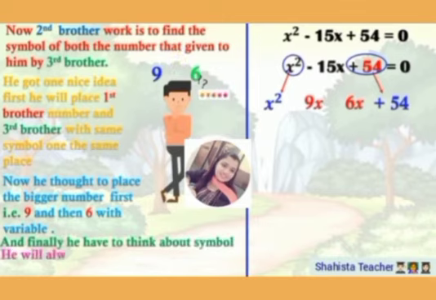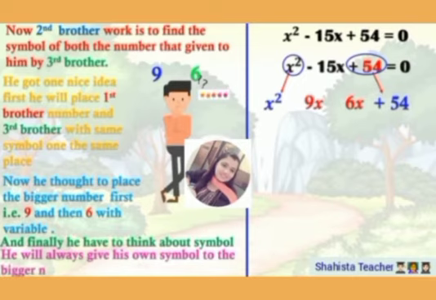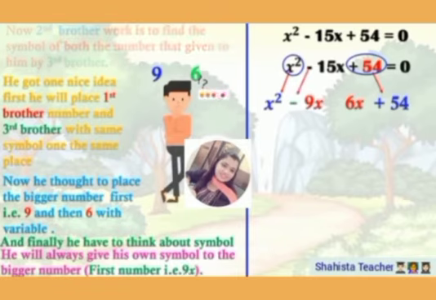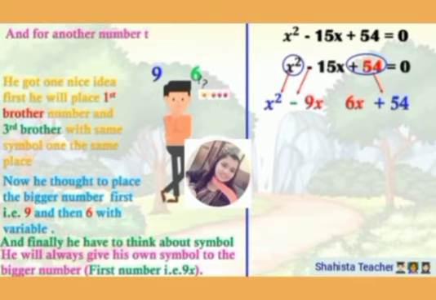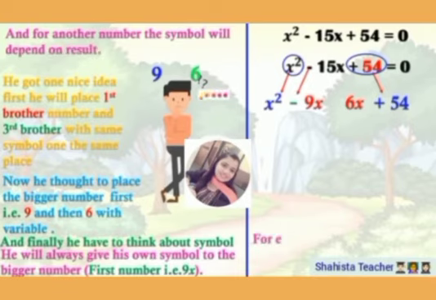So after 6, now here you have to put the symbol. Symbol means which symbol? Plus or minus. Okay, so here x square. Now here you can see this plus 54. Now he wants that after multiplying we get 54, and after adding or subtracting we get 15. So give here minus 9. Okay, minus 9, and here the question is which sign I have to put for 6. For the other number the symbol will depend on the result.